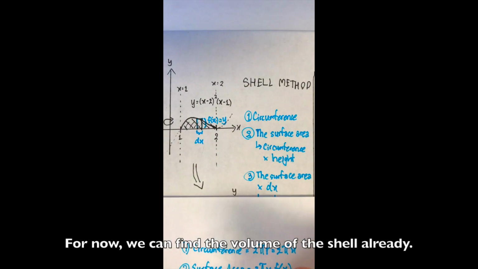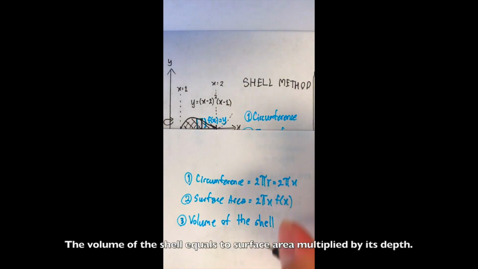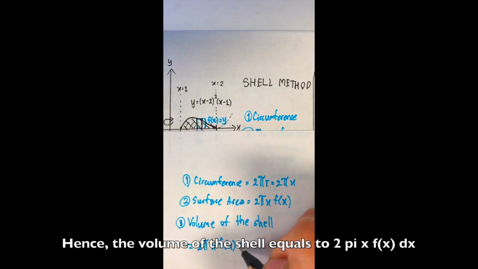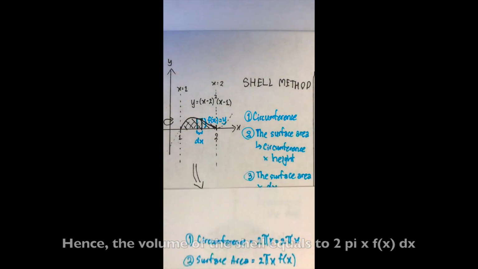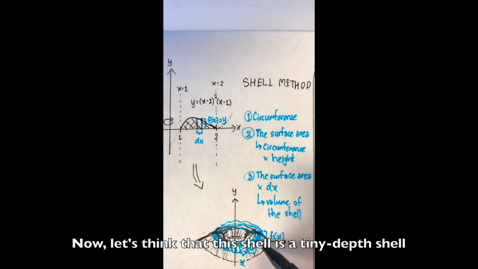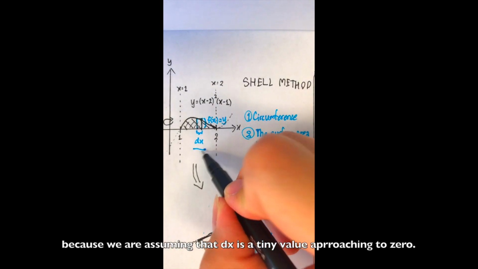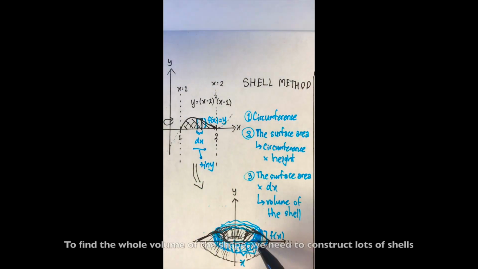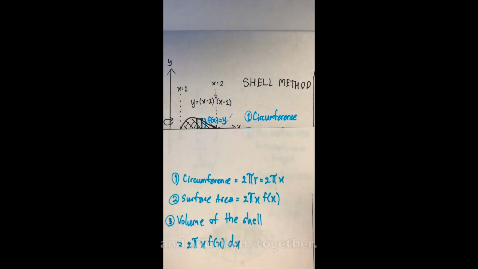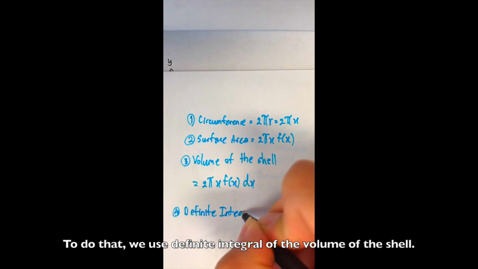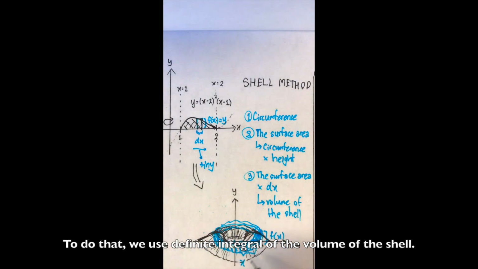For now, we can find the volume of the shell already. The volume of the shell equals the surface area multiplied by its depth. Hence, the volume of the shell equals 2 pi x f of x dx. Now, let's think that this shell is a tiny depth shell, because we are assuming that dx is a tiny value approaching 0. To find the whole volume of this shape, we need to construct a lot of shells and add them together. To do that, we use a definite integral of the volume of the shell.